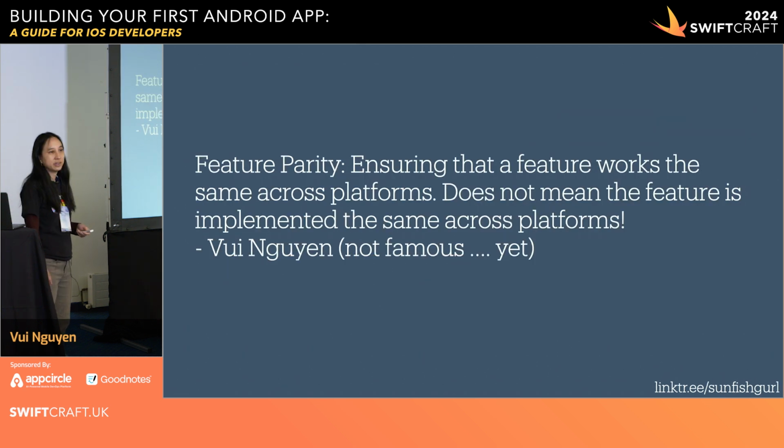So let's start with a definition of feature parity. That's just making sure that a feature works across platforms. It doesn't necessarily mean that they're implemented the same across platforms. And as you'll see as I give this talk, there are some things about Android that are implemented differently from iOS, even for the same feature.